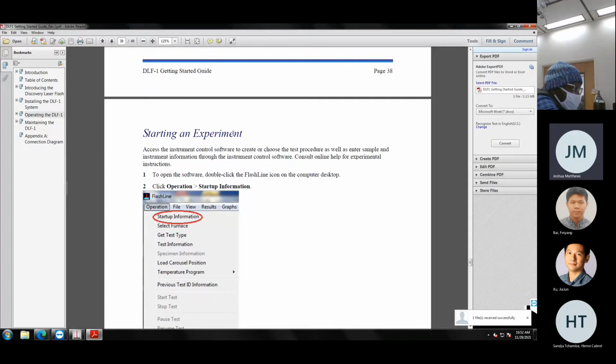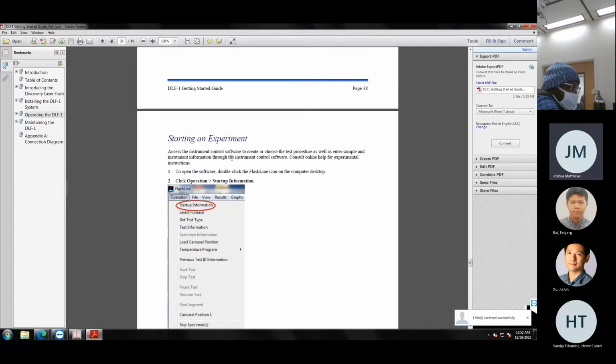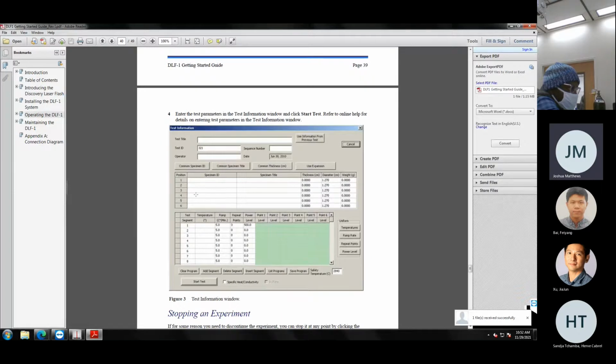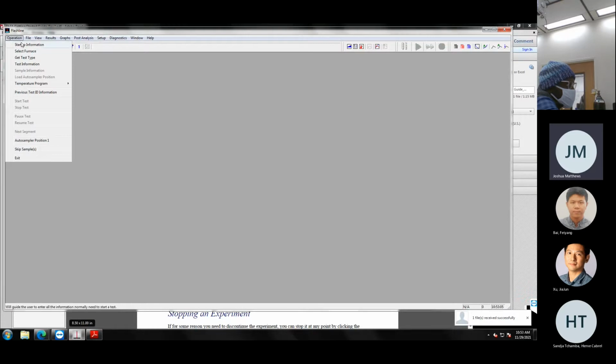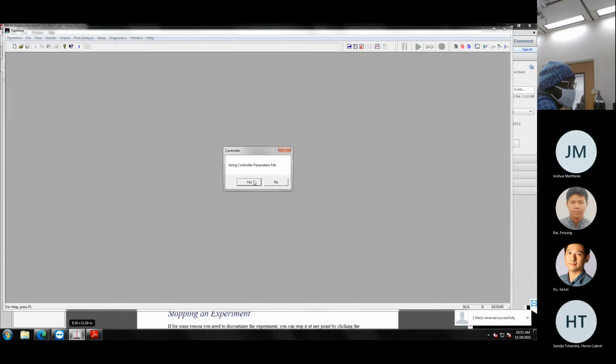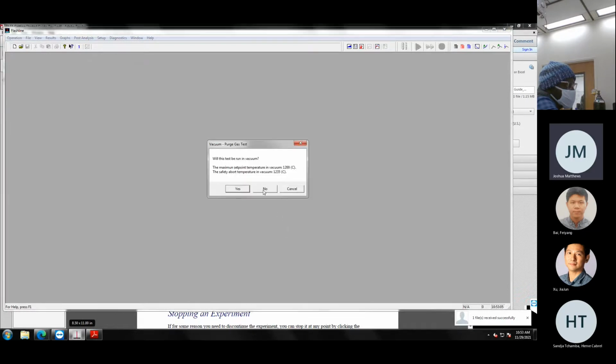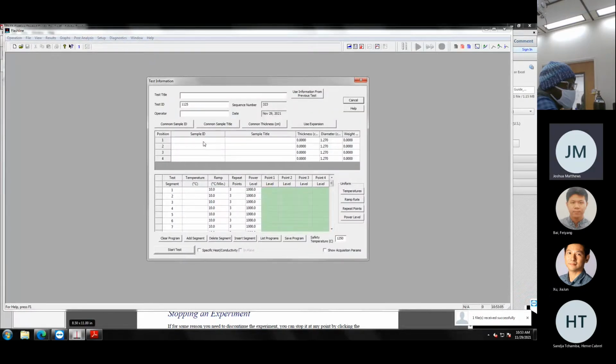And then here's your setting up an experiment instructions. Startup information in here. So this is for a 1600, which has a 6-position carousel, but it's very similar to what you guys have. Okay. So operation, startup. It asks you the configuration. We have a 4-position configuration. We're just going to say no for now. And then it has the label here for 1 through 4. Okay. Yeah.